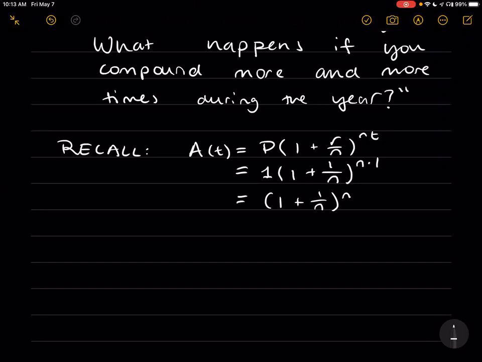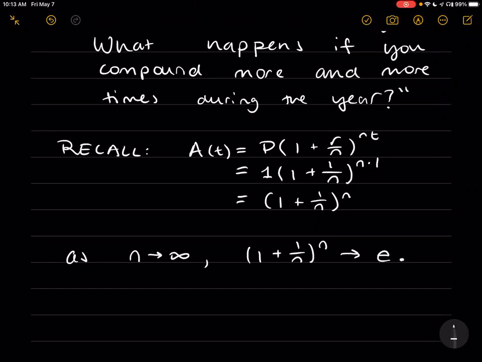Okay, so as n goes to infinity, so as you compound more and more times during the year, the number e is defined to be what (1 plus 1 over n) to the n goes to.